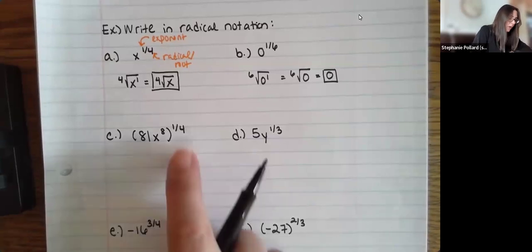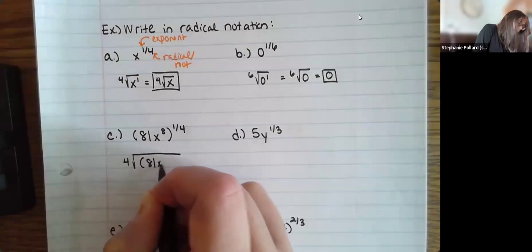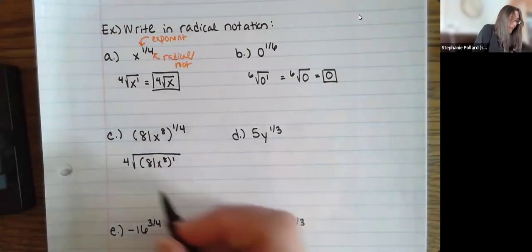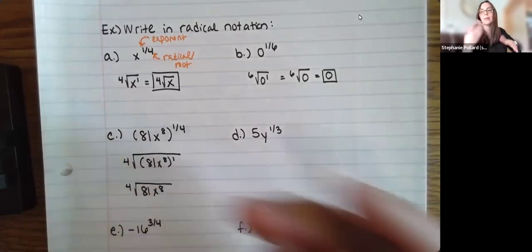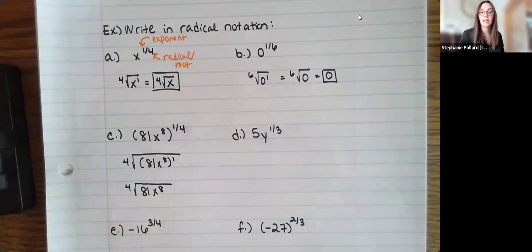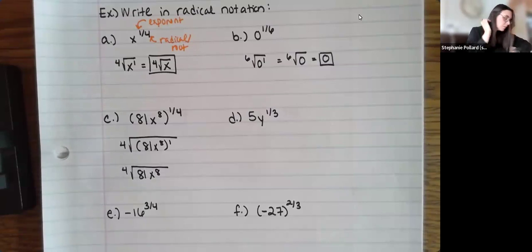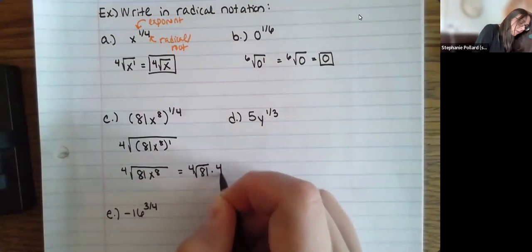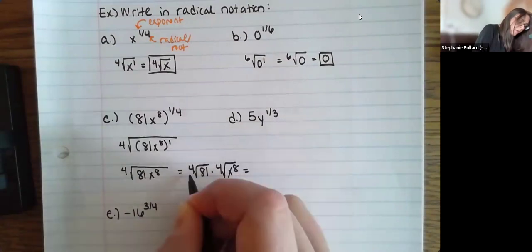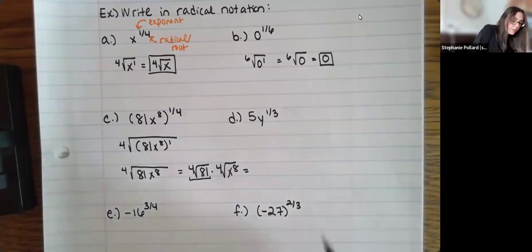For this one, I have the fourth root of 81 x to the 8th, to the first power. Again, that first power is not going to do anything right now. So when your numerator is a 1, it really isn't going to make a difference here. It is technically a first power. And now what I can do is separate this and break this down. So here I'm going to do the fourth root of 81 and then the fourth root of x to the 8th. Now, the fourth root of 81 is going to be 3 because 3 times 3 is 9, times 3 is 27, times 3 is 81.